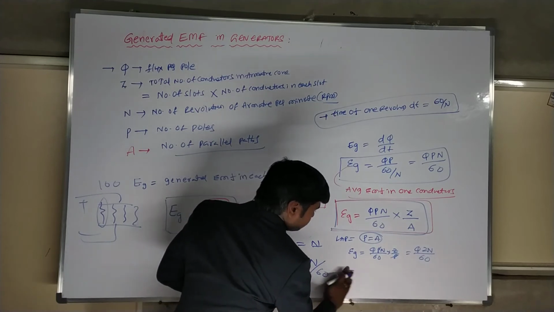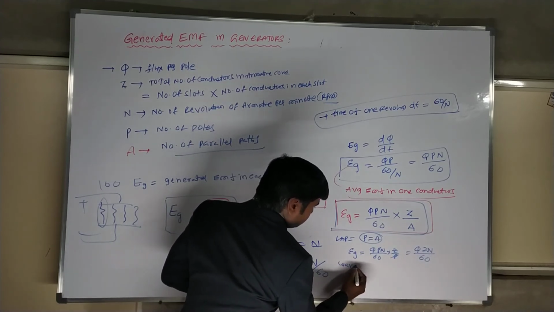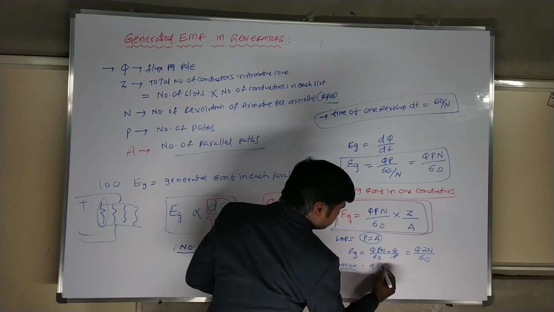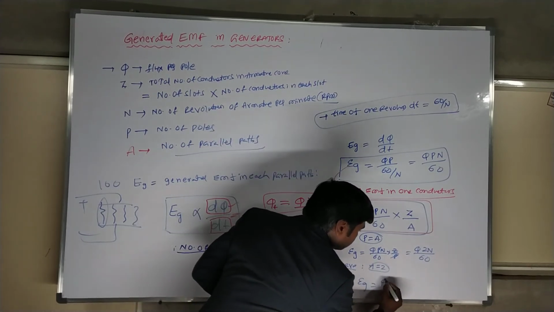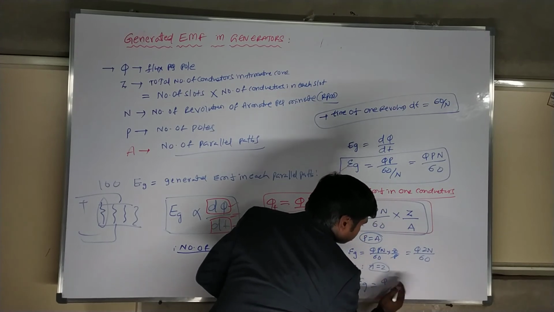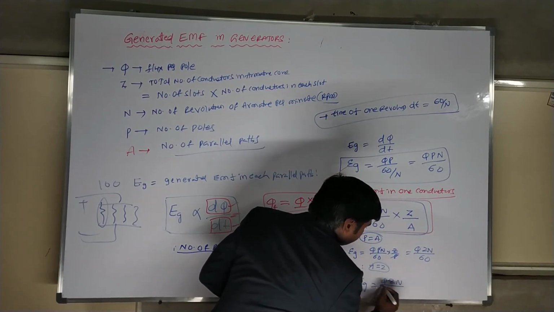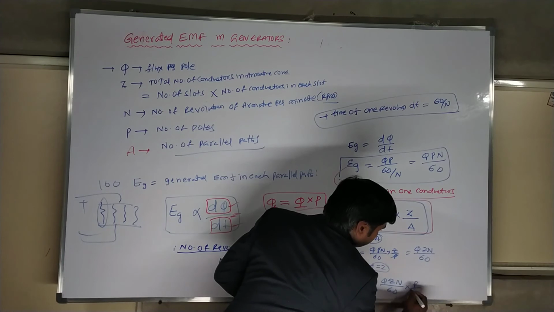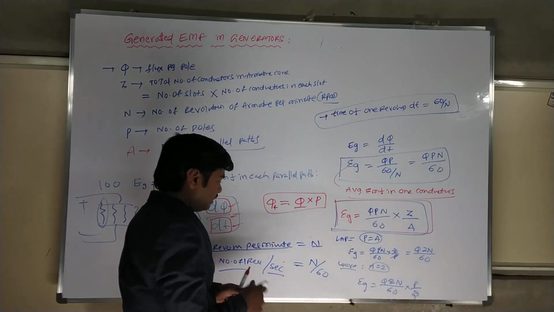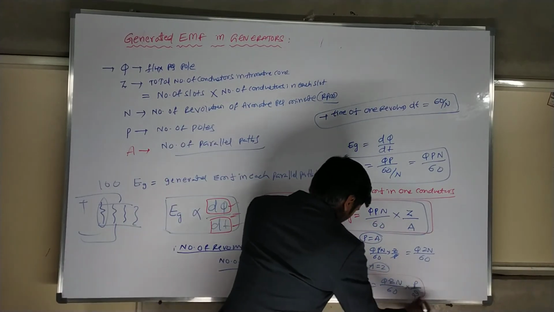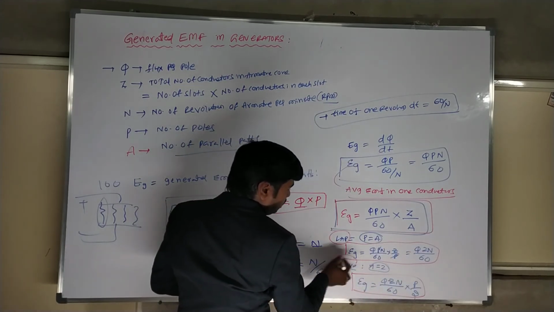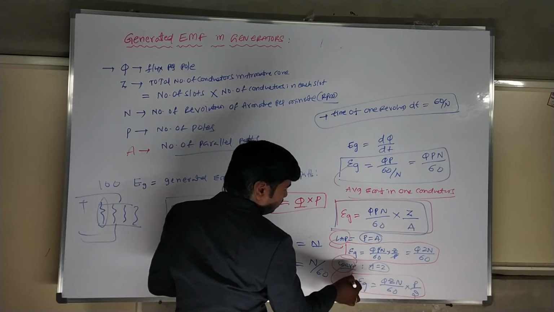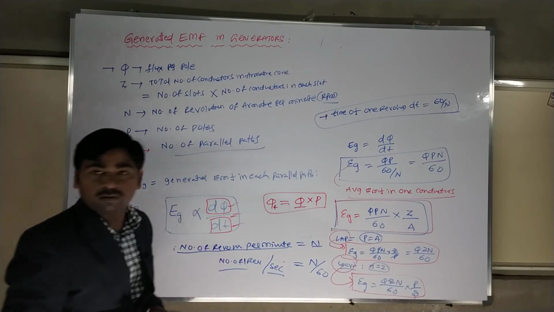For a wave winding, the number of parallel paths is always 2, as I told you. So Eg is equal to phi Z n by 60 into P by 2. This is the wave winding, and the earlier one is called a lap winding. Is this clear, lap winding and wave winding?